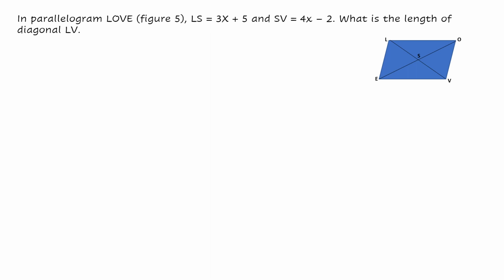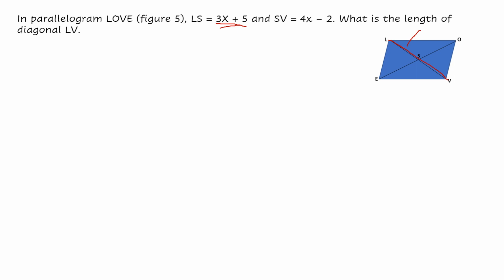Next question. In parallelogram LOVE, as shown in the figure, LS equals 3x plus 5 and SV equals 4x minus 2. What is the length of diagonal LV? So the diagonal LV is this one, and the LS, which is the half of the diagonal LV, is 3x.